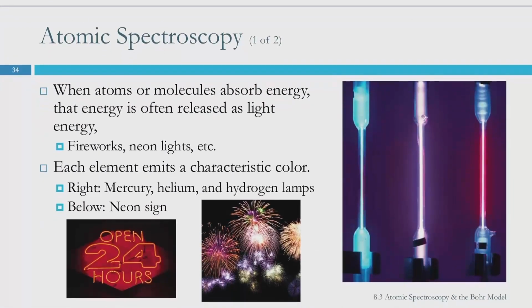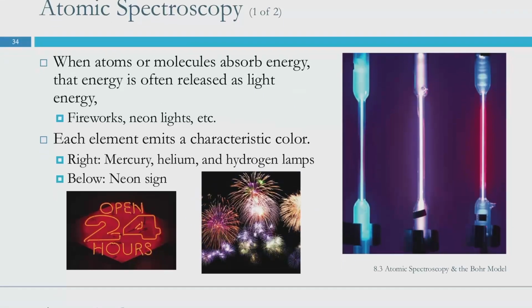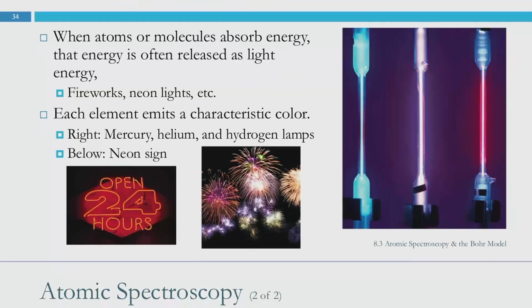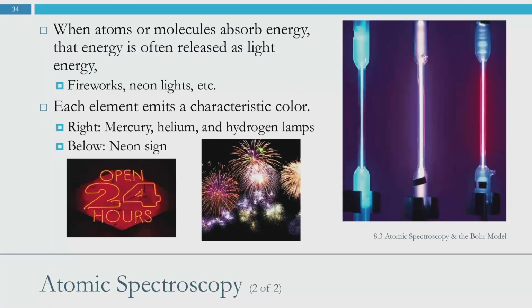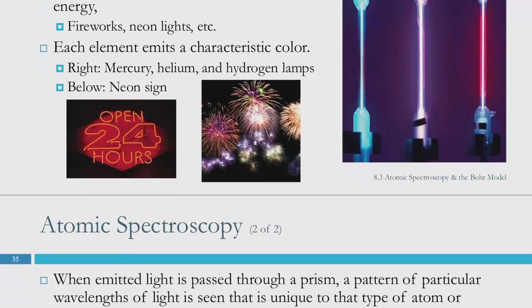We'll see this after we talk about atomic spectroscopy. So when atoms or molecules absorb energy, like if you pump electricity into them in the form of one of these little lamps, then they can release that energy as light energy. Fireworks also do this. And each element emits a characteristic color when you've got it in one of these special lamps. So I think these are mercury, helium, and hydrogen, but I'm not 100% sure on the order. And they release different colors of light when you give them enough energy.